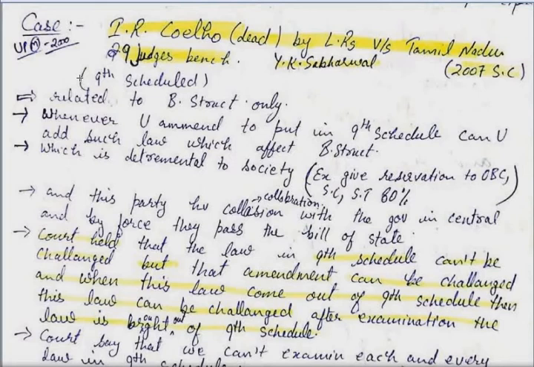अब point ये है कि ninth schedule में whenever you have added any law, you are amending the constitution through an act. So can you add any such law which affects the basic structure? Can you add that law by the amendment in the ninth schedule? Will it not be unconstitutional?